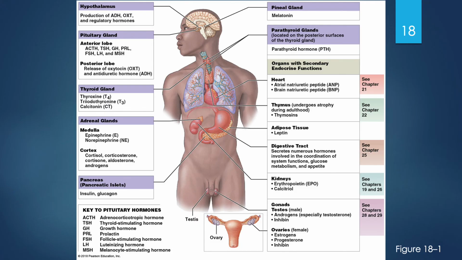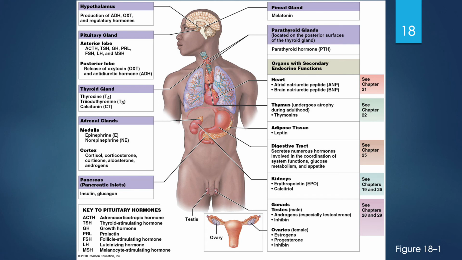The endocrine system is dispersed throughout our body, starting with our head in the central nervous system. We have the hypothalamus, the pituitary gland, and the pineal gland, which release a lot of different very important hormones. And then moving into the neck, you'll see the thyroid gland and the 4 parathyroid glands that are on the back side or posterior surface of the thyroid gland.